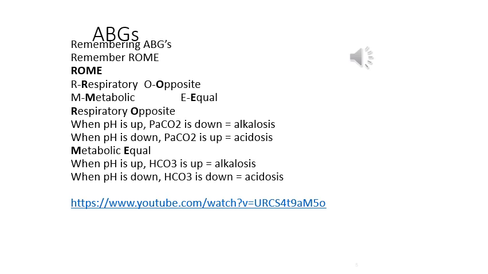And then M and E: M is metabolic and E means equal. So what that means is your pH and your bicarb always go in the same direction. If your pH is up, your bicarb is up, that's going to be alkalosis, so metabolic alkalosis. If your pH is down, your bicarb is down, that would be metabolic acidosis. So that's one way that you can remember these ABGs, but again, you can use the link to help as well.